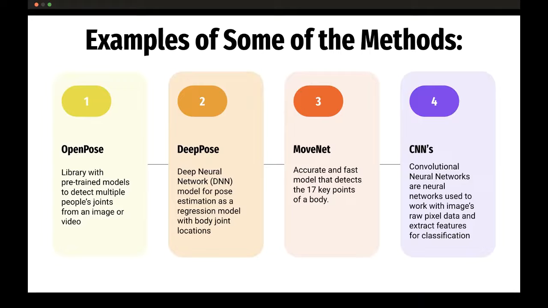And MoveNet is just one of TensorFlow's pre-trained models that does this task. And the ones we evaluated in this term were the CNNs, convolutional neural networks, where we used 3 layers and 2 layers just to deal with the raw pixel data from the images.